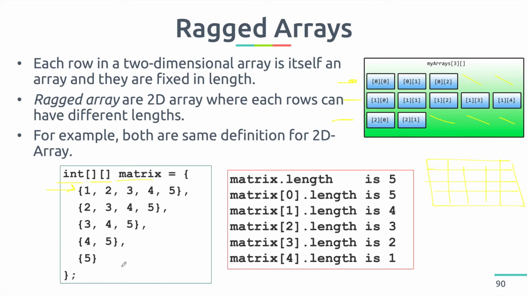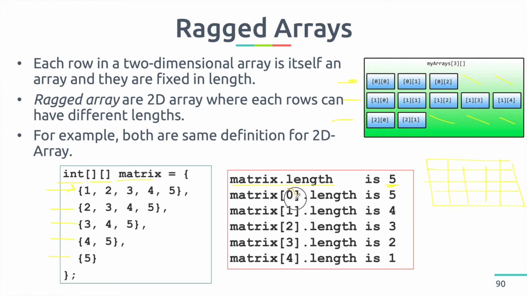So now, if we enter matrix.length, which we know will tell us how many rows we have in this matrix, it will tell us that we have 5 rows. And this is correct because here, this is the first row, second, third, fourth, and fifth. We have 5 rows.